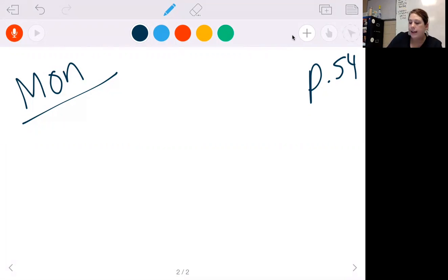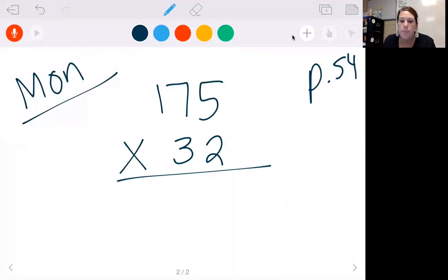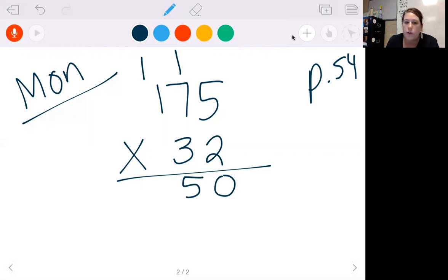So we want to stack it up. Let's put 175 on top. I like to have the number with the most digits on top, times 32. It's lagging a little bit, so bear with me. We start with our 2 and our 1s, and we multiply it by every number up top. So first we do 2 times 5 is 10. Put my 0, carry my 1. 2 times 7 is 14, plus the 1 I carried is 15. Put down my 5, carry my 1. 2 times 1 is 2, plus the 1 I carried is 3.